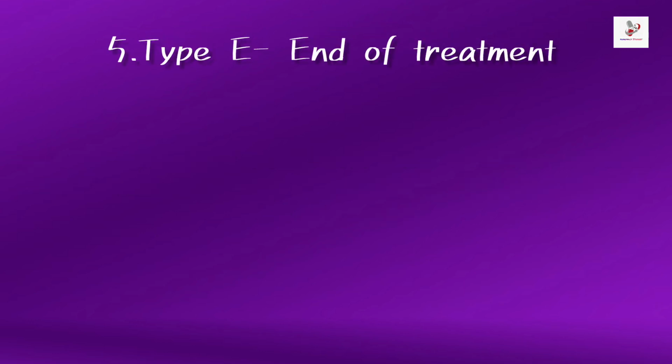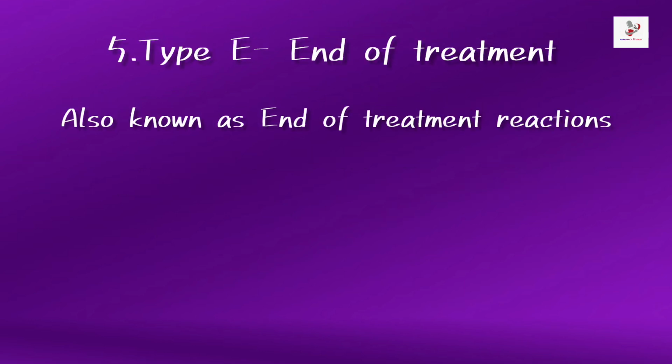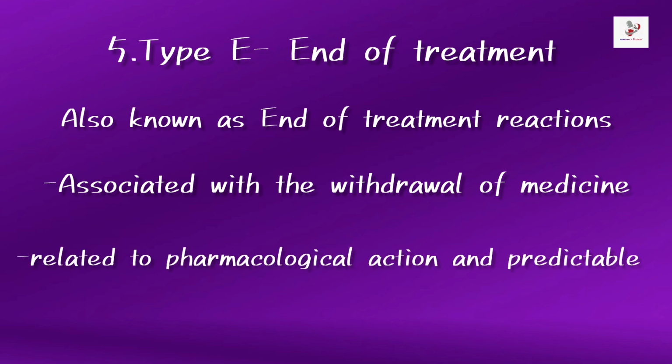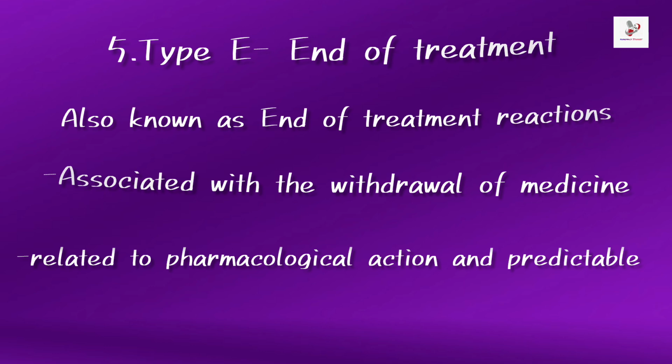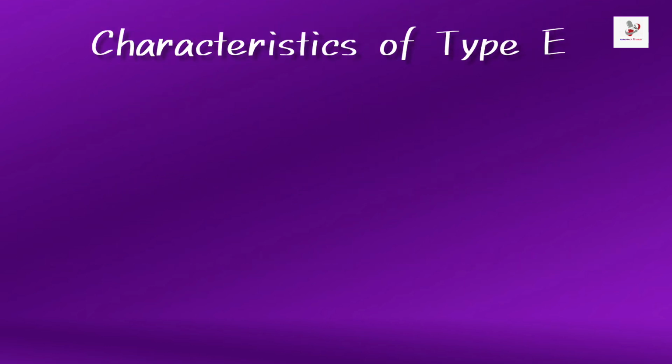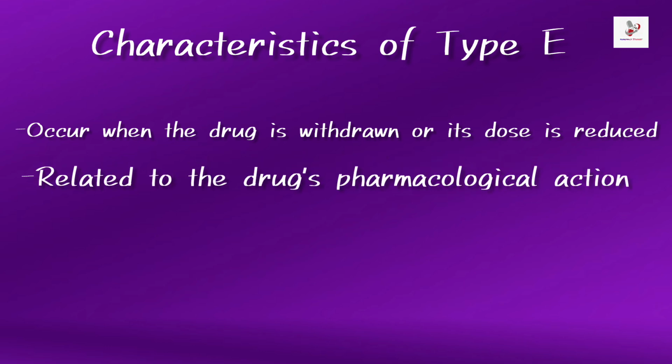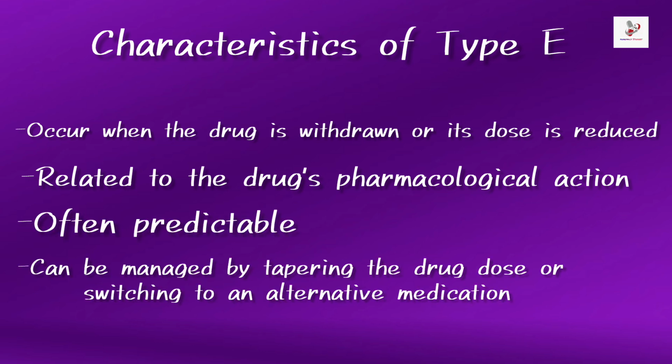Type E. E stands for end of treatment. The type E drug reactions are also known as end of treatment reactions, or adverse reactions that occur when a drug is withdrawn or its dose is reduced. Type E drug reactions are often related to the drug's pharmacological action and can be predictable. Characteristics of type E drug reaction: occurs when the drug is withdrawn or its dose is reduced, related to the drug's pharmacological action, often predictable, and it can be managed by tapering the drug dose or switching to an alternative medication.